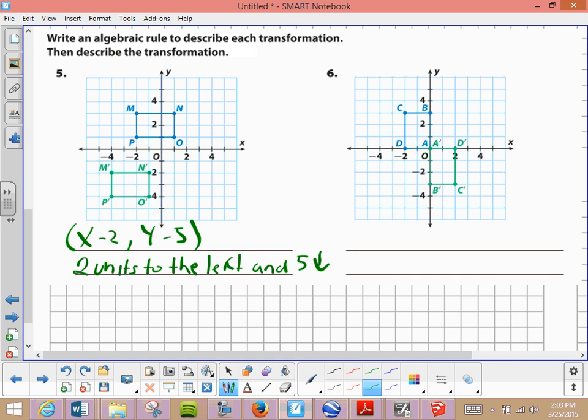Nothing different than that. For the next one, what was the transformation? Rotation. And you can just say 180 degrees. It doesn't matter which direction. You can land in the same spot. But I needed to know there was a rotation of 180. What about the algebraic expression?